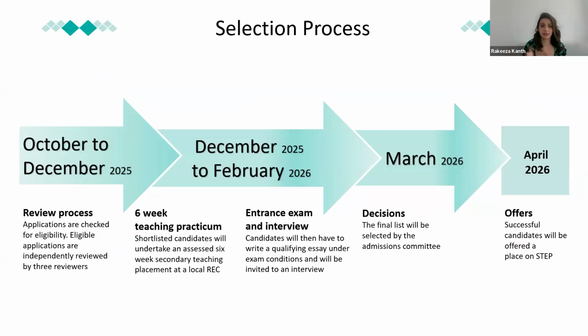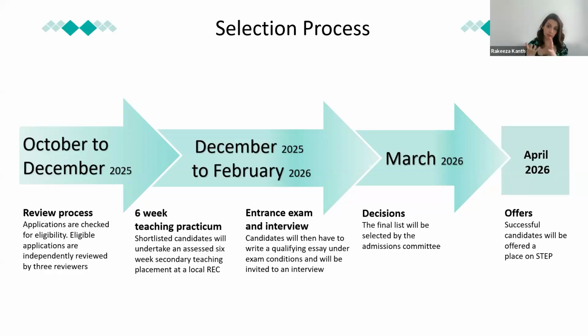So here's the selection process, just to give you an overview, because it's quite lengthy, so you know what to expect. The application deadline is in October, so between October and December, we'll have the review process. Your application will be checked first for eligibility. We'll check to see whether you have all of the mandatory documents and whether you have the minimum scores required to meet the eligibility criteria.